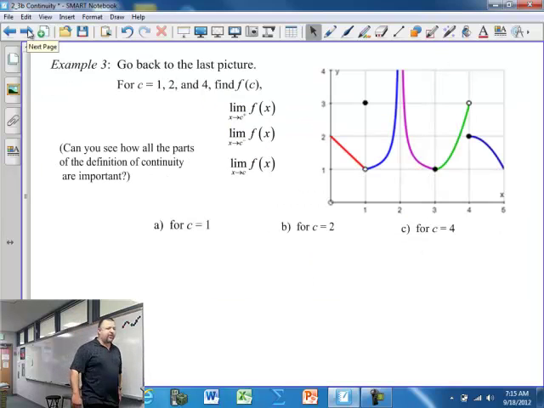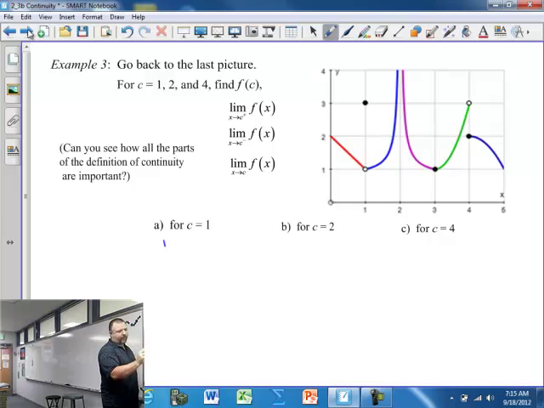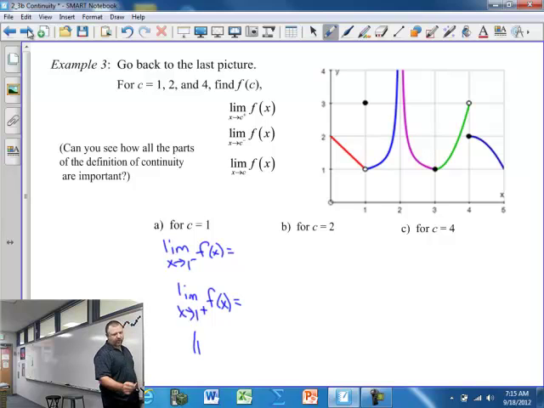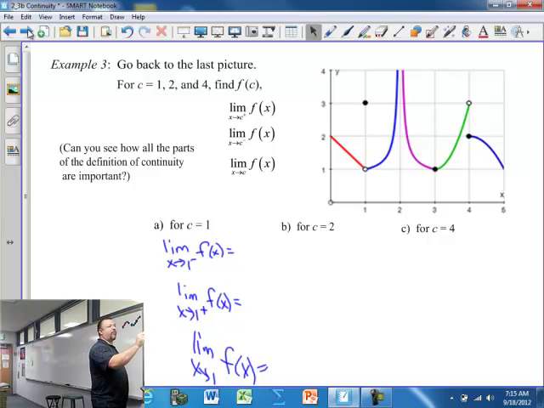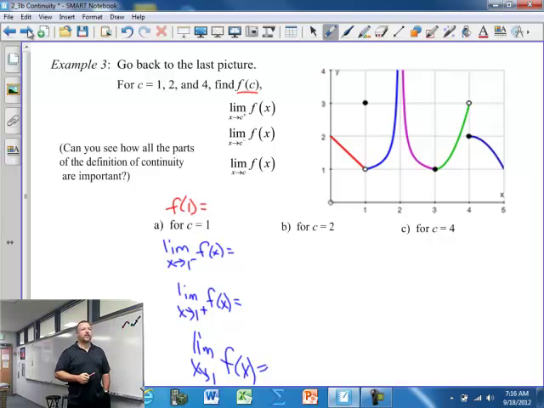All right. We've got our last picture here. For 1, 2, and 4, we had points of discontinuity. Let's take a look at the limit as x approaches 1 from the left of my function. Let's take a look at the limit as x approaches 1 from the right on my function. And we really want to find f of 1 as well. So f of c, limit, limit, limit.